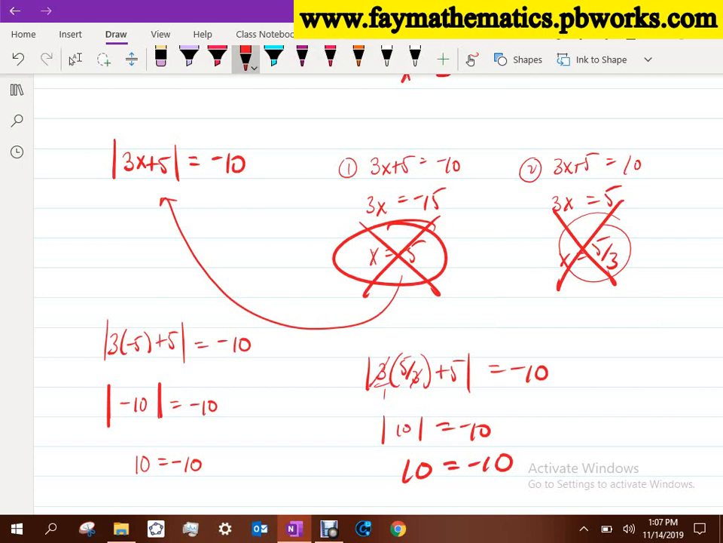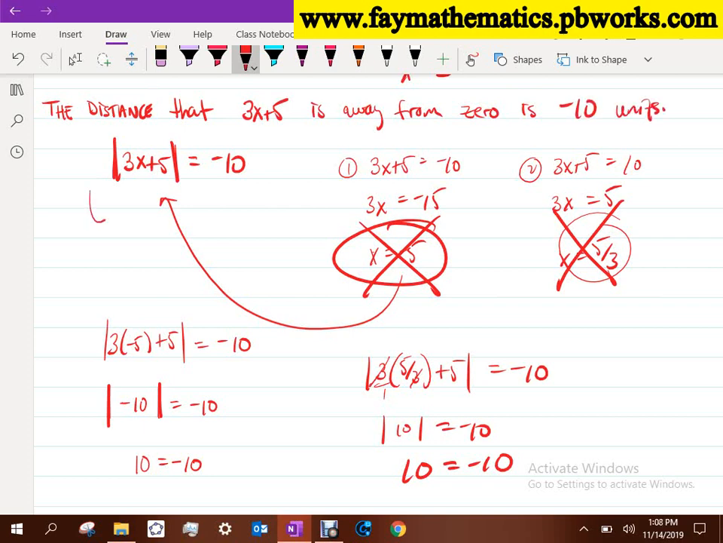This statement right here, if I were to put that into English, it says the distance that 3x plus 5 is away from 0 is negative 10 units. That's exactly what this says in an English phrase. Does that make sense? The distance that 3x plus 5 is away from 0 is negative 10. I don't really care that it says 3x plus 5. I'm going to read this. The distance is negative 10 units. Does that make any sense?